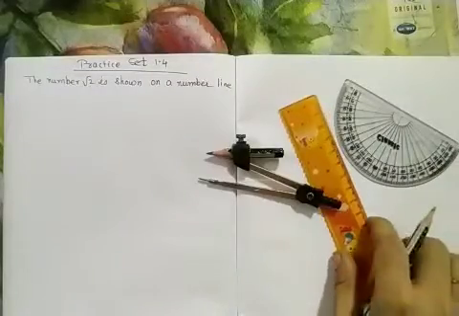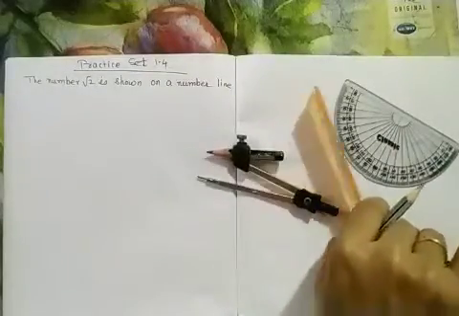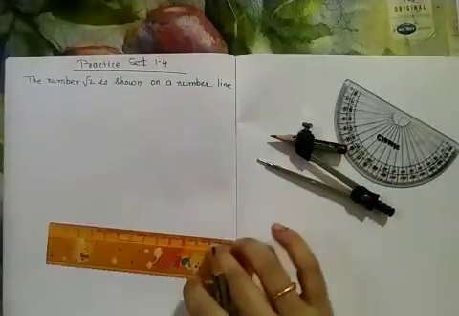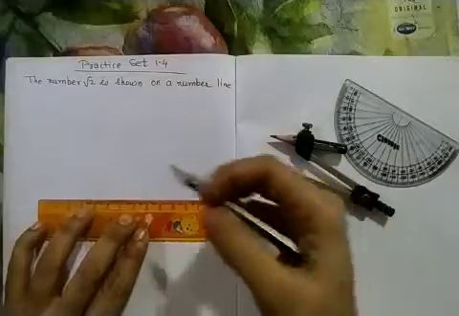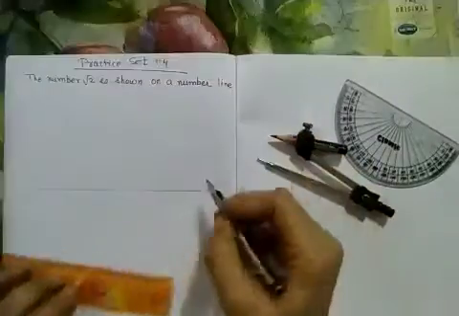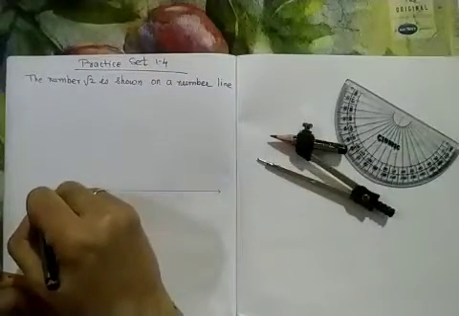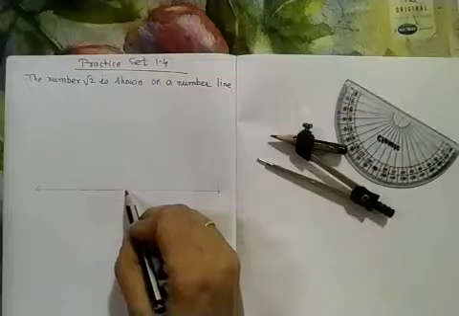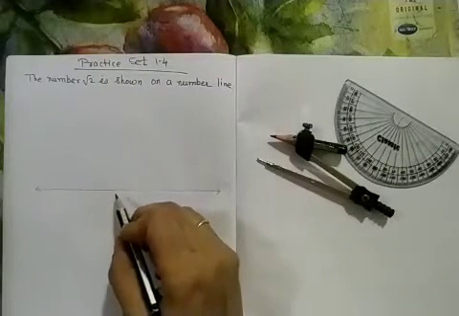So let's see how we will draw root 2 on a number line. For this, first we will draw a number line. See, this is a number line. In the number line, you all know that 0 and positive and negative numbers are there.